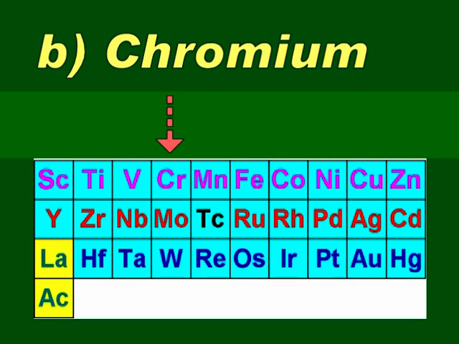The next chosen transition metal is element number 24, chromium, so copy its heading.